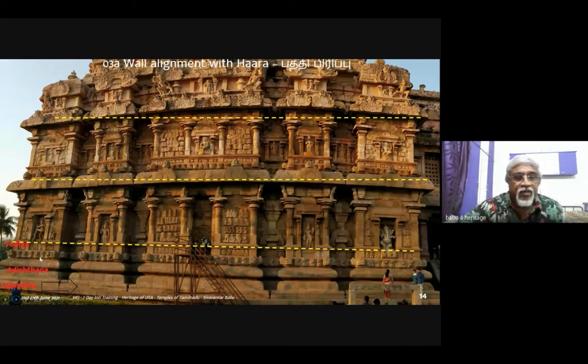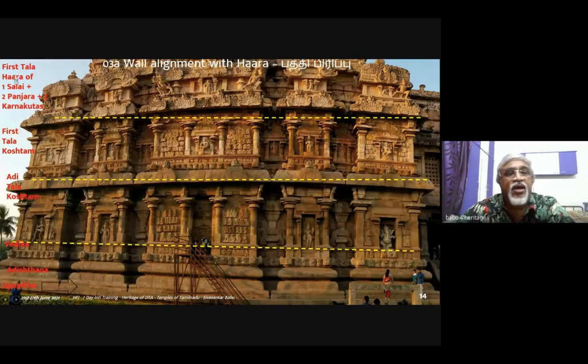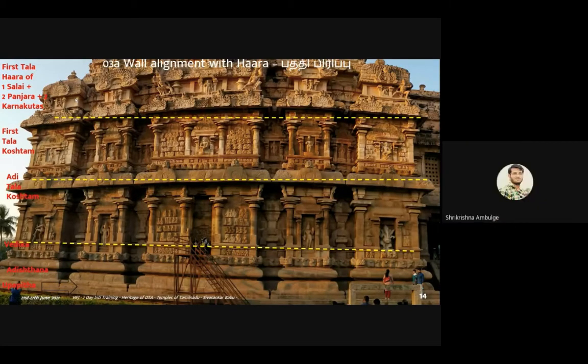So the Vedi Kandam, and then you have the Aditala costumes, and then the first Tala costumes, and then you have the Hara. So this Hara is a 5-part Hara. One Salai or the Bhadra Salai in the center, and 2 Panjaras on the left side and right side, and 2 square Karnakutas on the corner. Are you able to see this? Yes, sir. Yes.